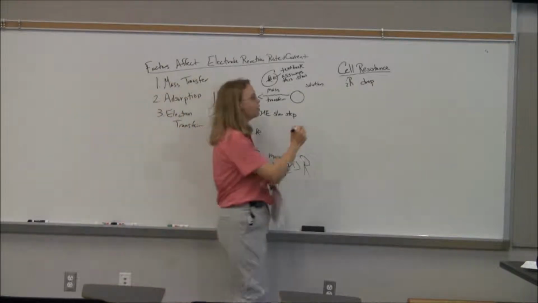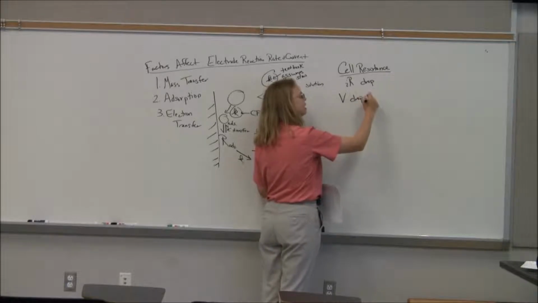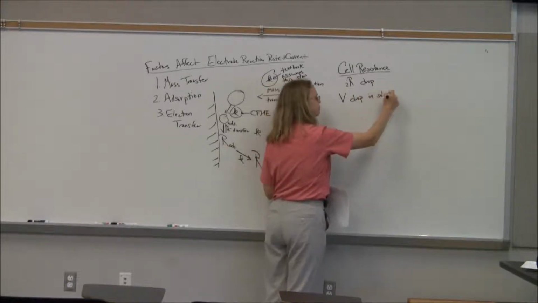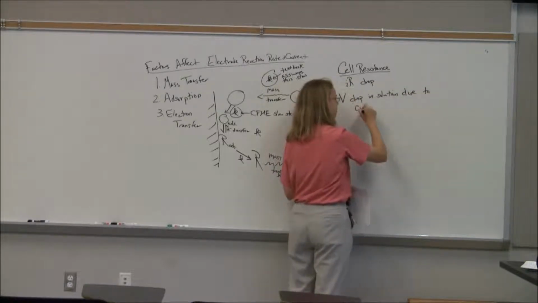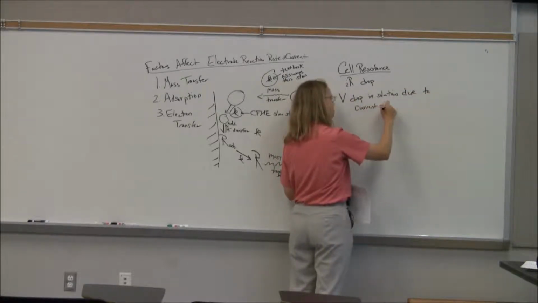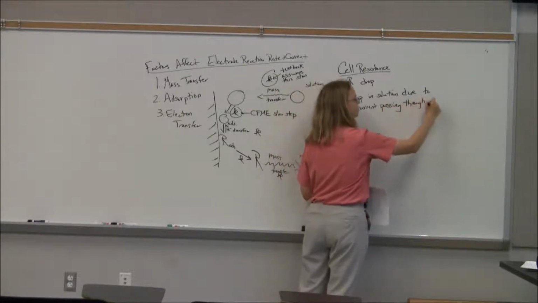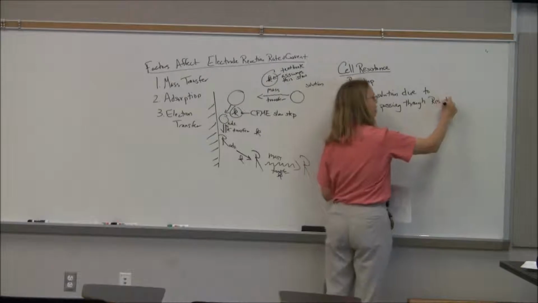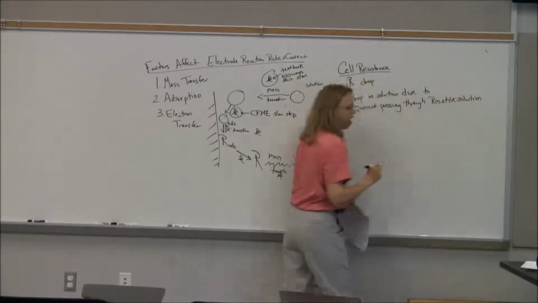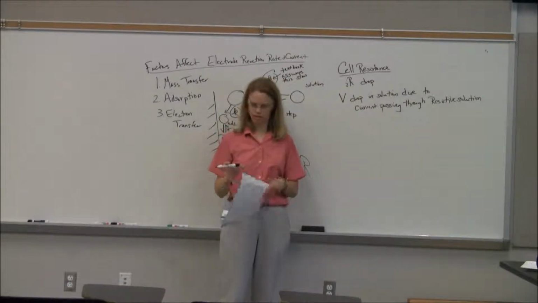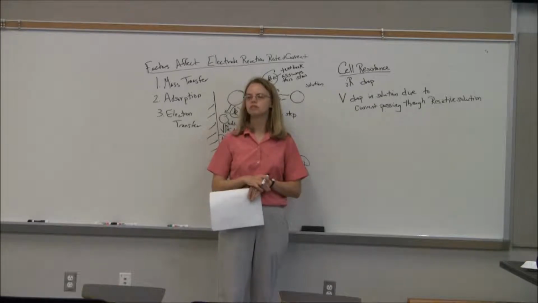Right, and so this IR drop basically is that you get a voltage drop in your solution due to current passing through the resistive solution. So every solution is going to have a resistance, a solution resistance. And so you'd like that to be low. So how do you keep the solution resistance low?